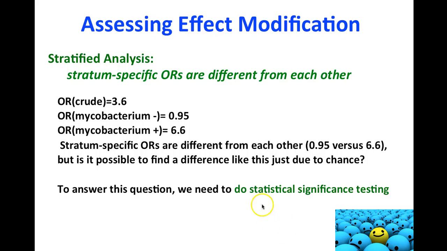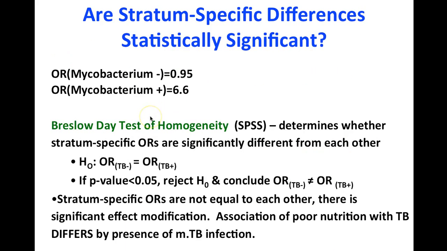Here's a summary of what I just said. Stratum-specific odds ratios are different from each other, 0.95 versus 6.6, so it's most likely not a confounder or mediator. But how different is different? Is this difference just happening by chance, or are they truly different from each other? So you have to do a statistical test, the very last thing you have to do, to make sure they're truly different from each other. If they are, then this mycobacterium will be an effect modifier.